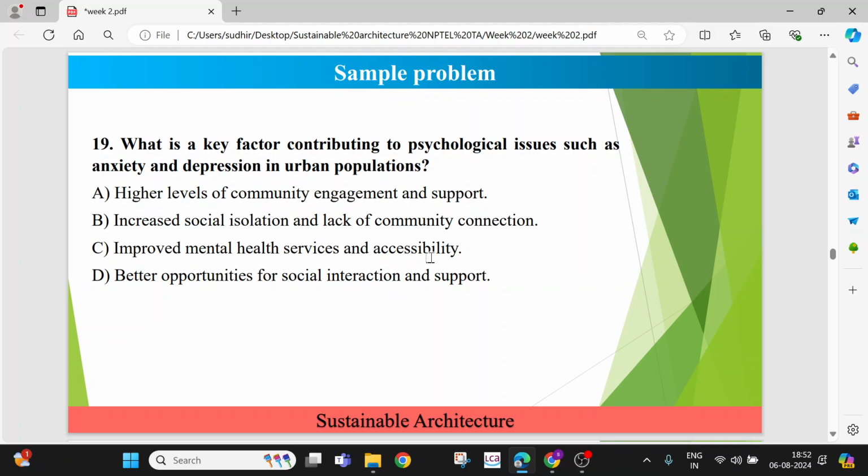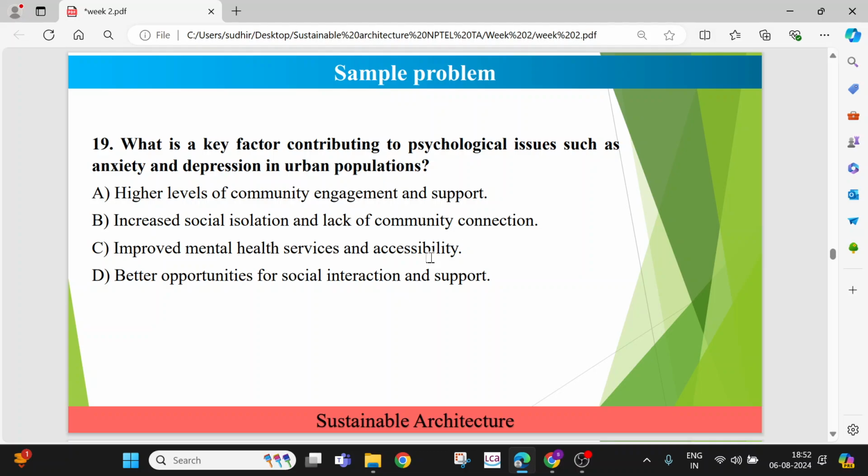For this question, all of you are absolutely right. Option B is the correct answer. As mentioned in the question, we have to highlight the key factors contributing to the physiological issues such as anxiety and depression in the urban population. And in lecture 3 of week 2, we clearly saw that in urban settings, social isolation, as was well highlighted, is the significant factor contributing to anxiety and depression.